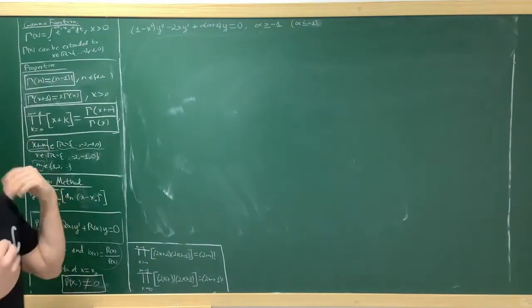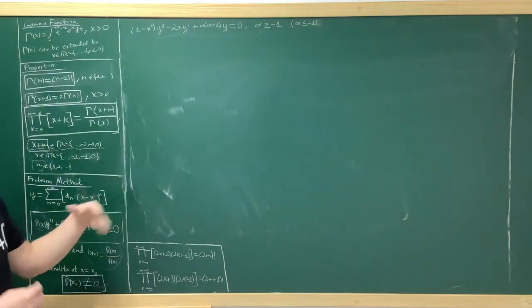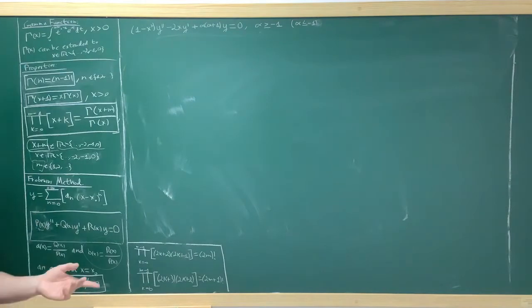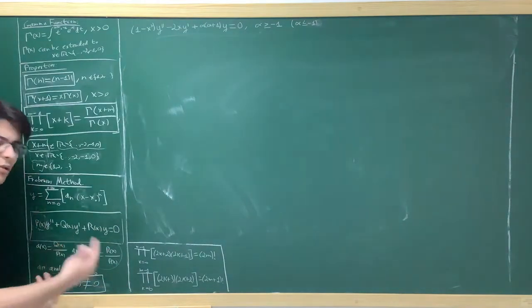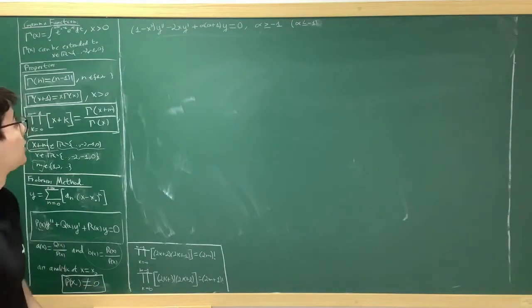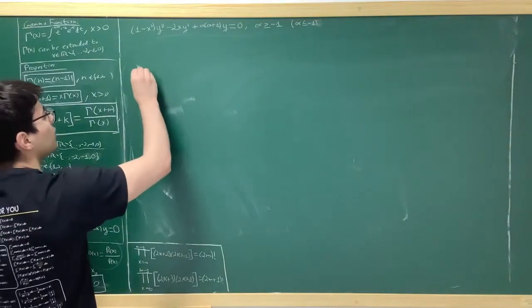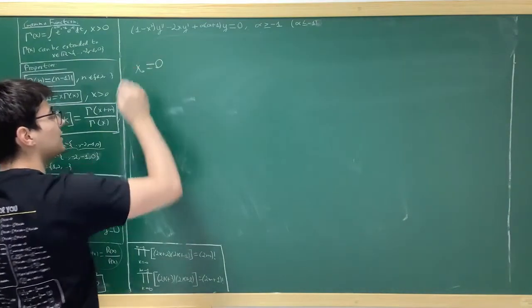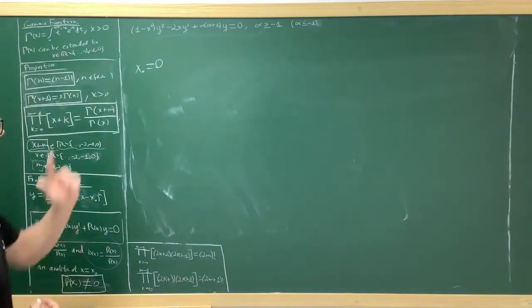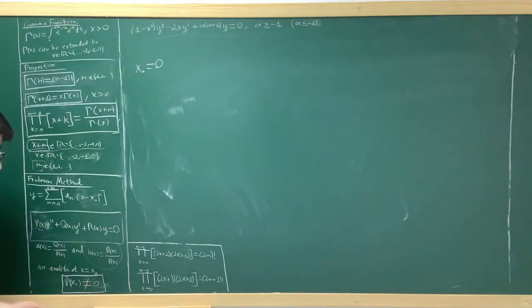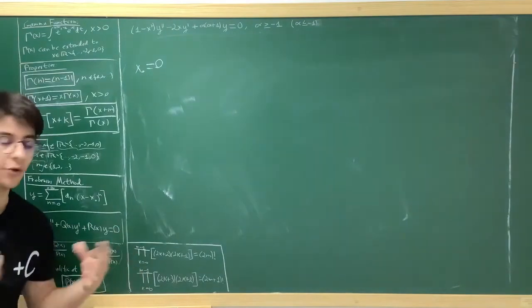This differential equation can be solved with the Frobenius method, but as we said, we need some point around which to expand it. So we're going to be choosing that x naught is 0. And how do we know this is an ordinary point? That is, that p of x naught is not 0. That's what we mean by an ordinary point.